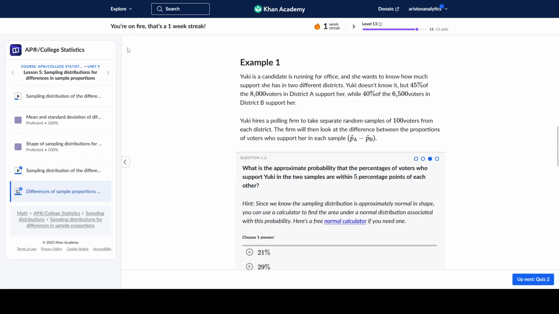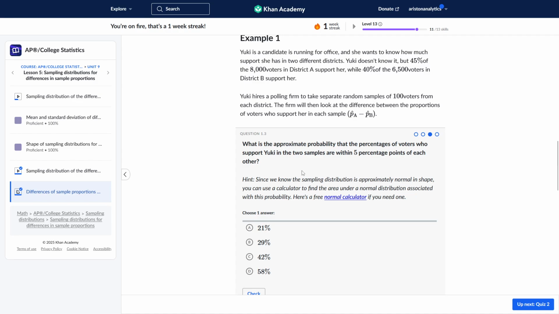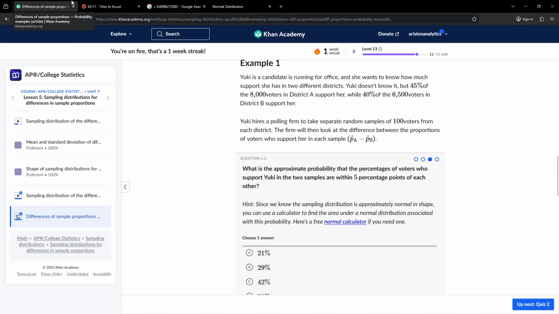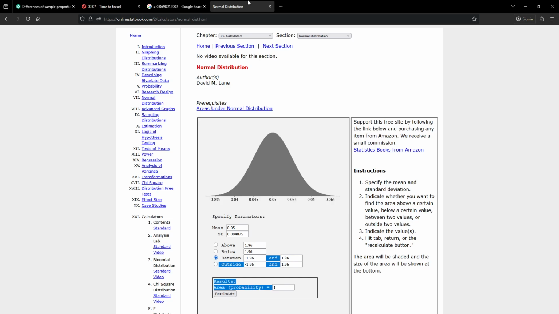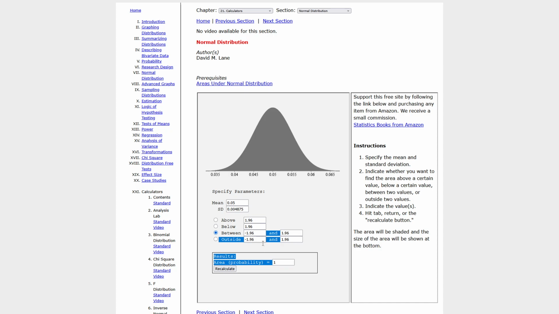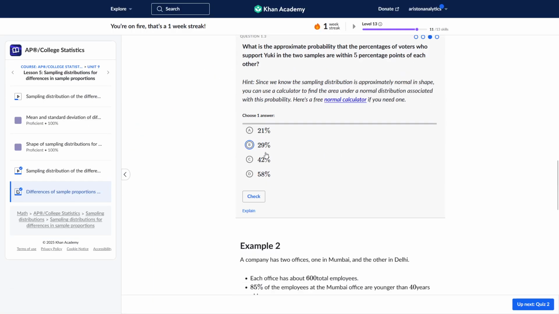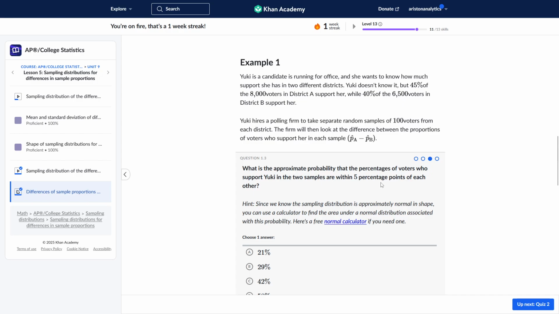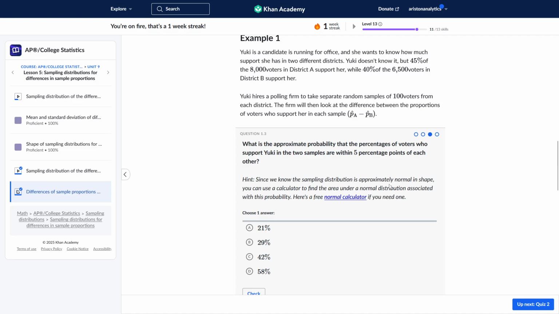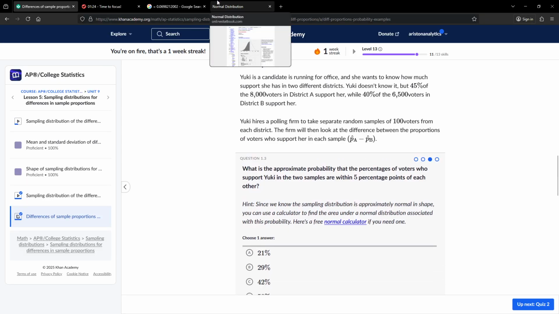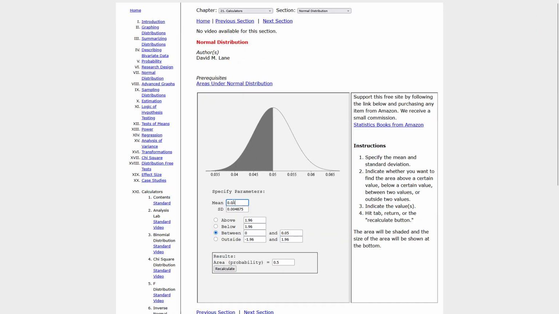Percentage points. What the heck is a percentage point? Oh, right, okay, that still makes sense. 0.05, negative 0.05, and wait, 0, 50%. No. Okay, let's say this is 5%.